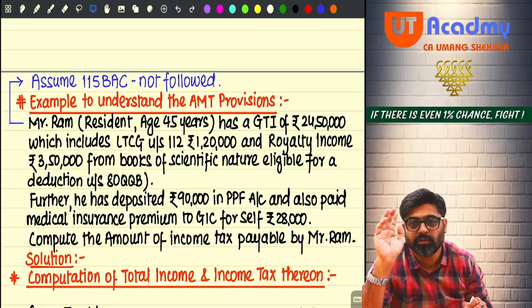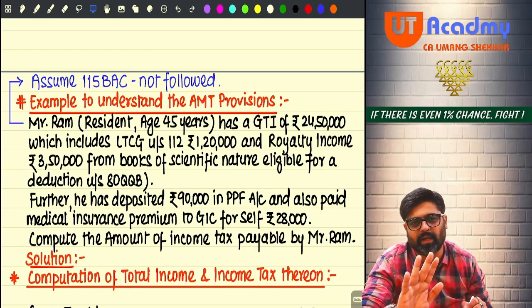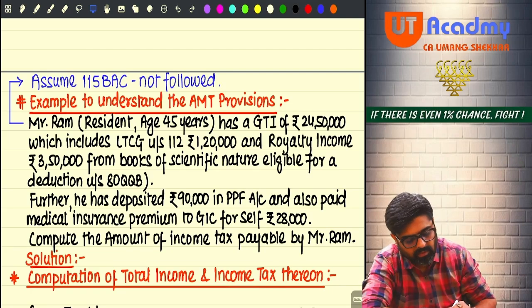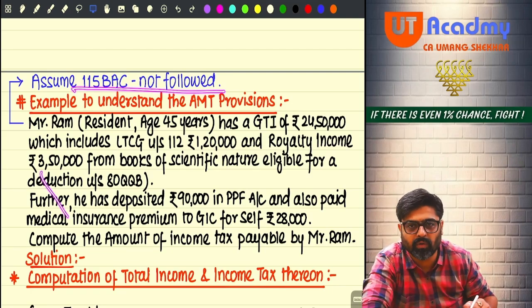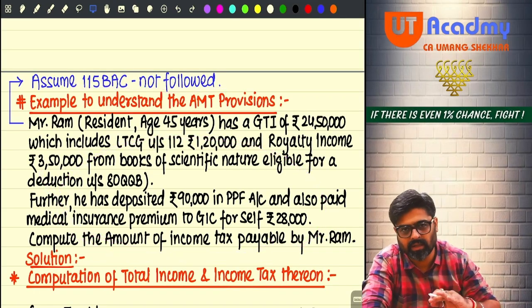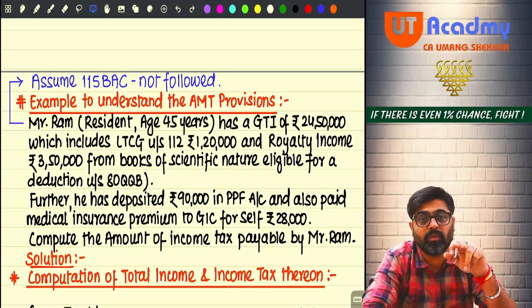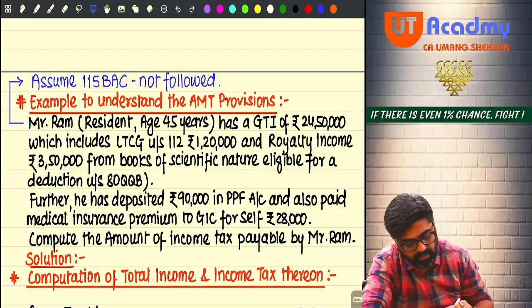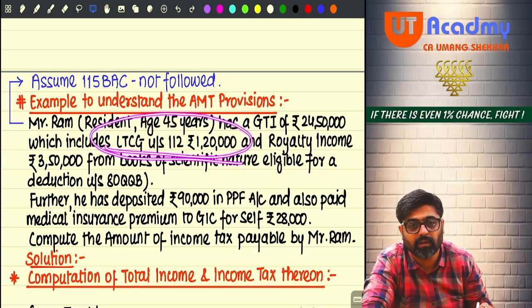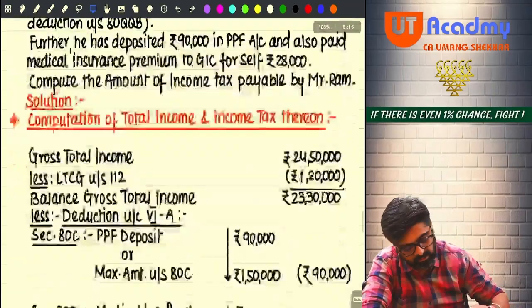So now, first of all, we'll have to calculate the total income regularly and regular tax also. We have assumed that 115BAC is not followed, so we are going to get all these deductions to calculate the total income. We'll take the deductions, calculate the total income, and then calculate the tax liability by applying normal rates. But normal rates will be applied on all the income except LTCG. On that we are supposed to apply 20%. Yes or no? Okay, now let's see.